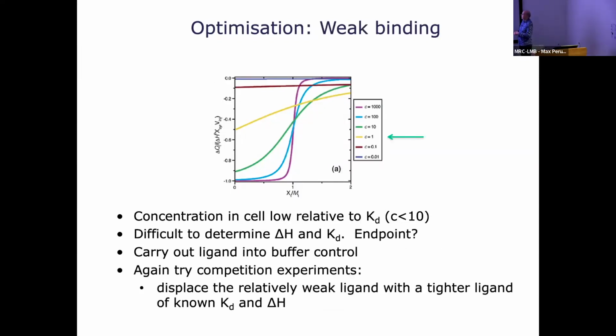If you've got very weak binding, so say your C is less than 10, say C in yellow, C is 1, well, what do you get? You don't get this nice S curve. You just get this gradual thing going up. That means it becomes difficult to find the KD and the end point. You can get delta H. In these cases, it's really important that you make sure you've got your ligand buffer control. And to get KD here, you could do a displacement where you form this complex with weak interaction, and then try and displace it with a tighter KD that you know.